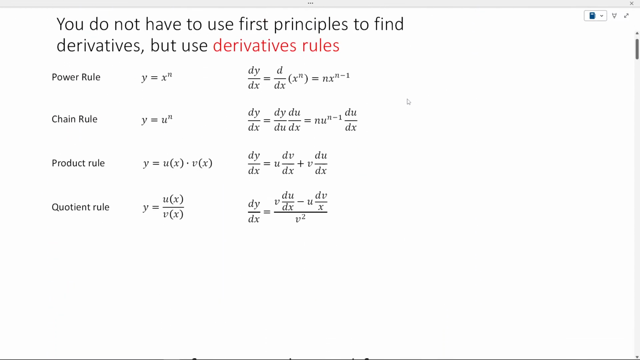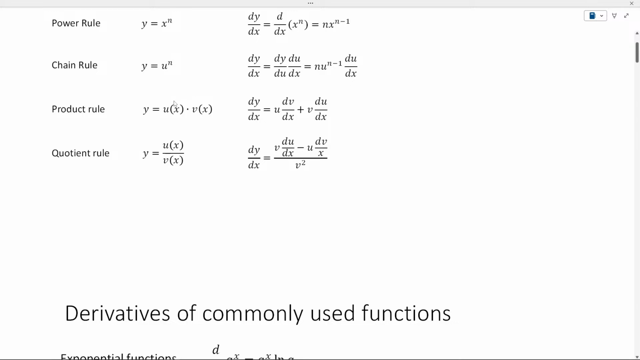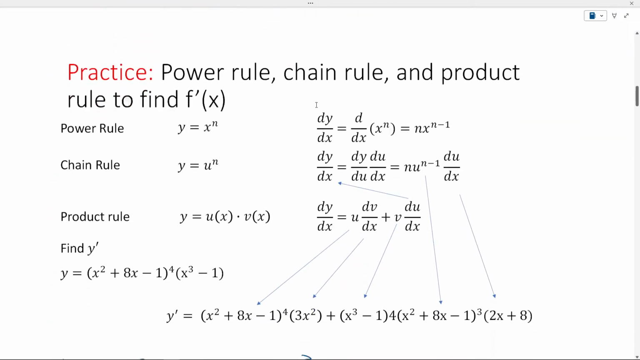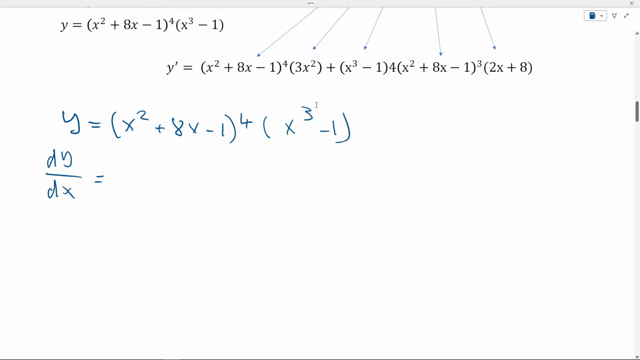So when we look at our product rule, when we have this is u and this is v, then we got something like this. The derivative of u, the function u times the derivative of v, plus the function v times the derivative of u. So I can say, okay, this is u and this is v.